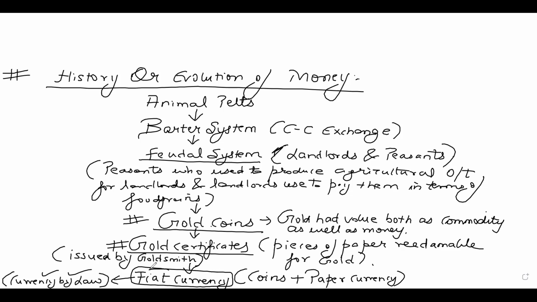After gold certificates, we started having banks coming up. We had fiat currency. First of all, we used to have post offices. Post offices used to issue postage stamps. Then we started having coins which were issued by the government, and paper currency. Then after that, if I move forward, we started having modern day checks.